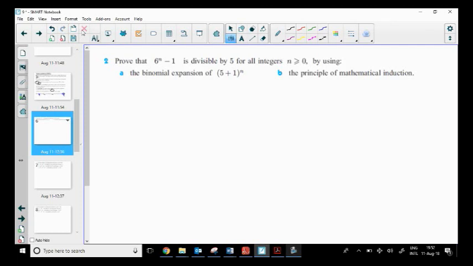So this is kind of weird that we're writing out the binomial expansion of 5 plus 1 to the n, which is, of course, 6 to the power of n. I've just written it out as 5 plus 1 to the n. Well, let's see if we can use that to show that it's always going to be divisible by 5.